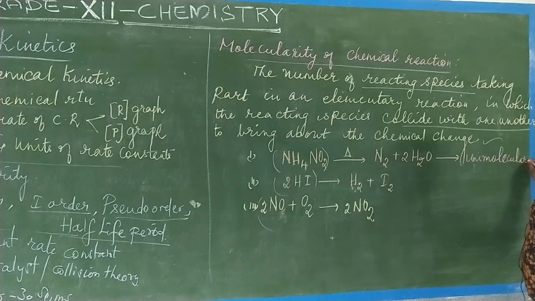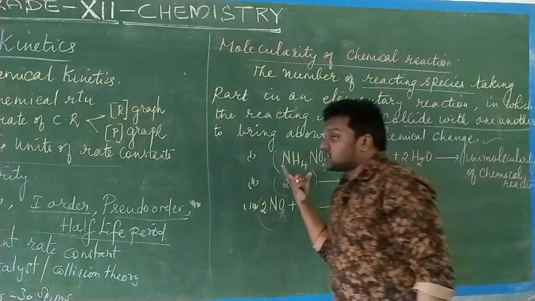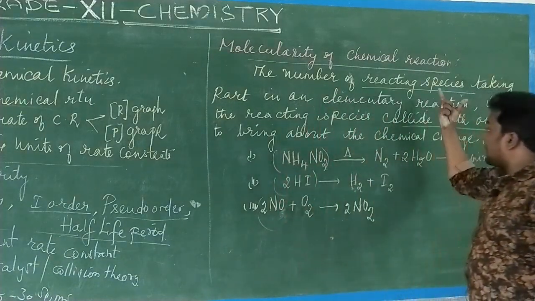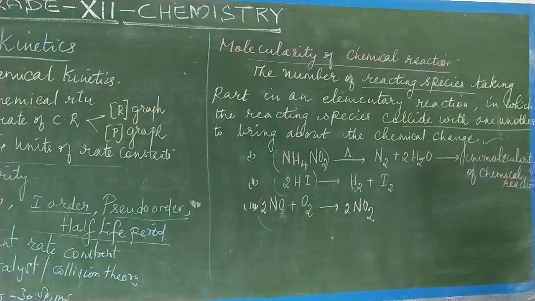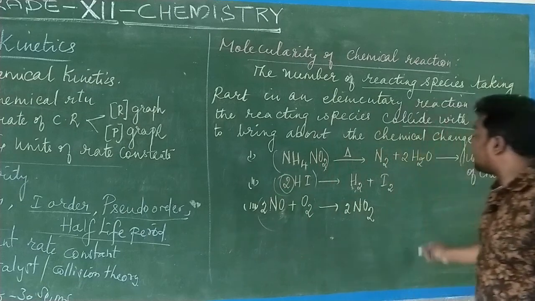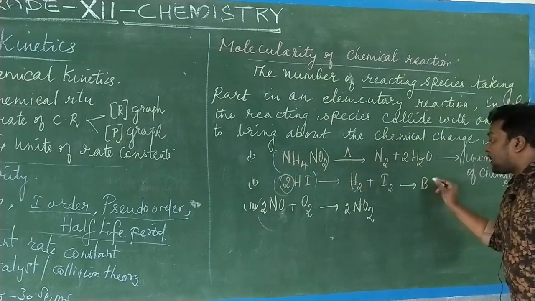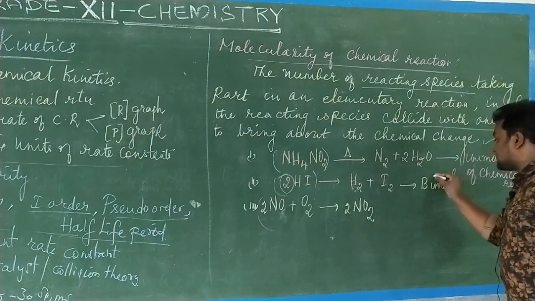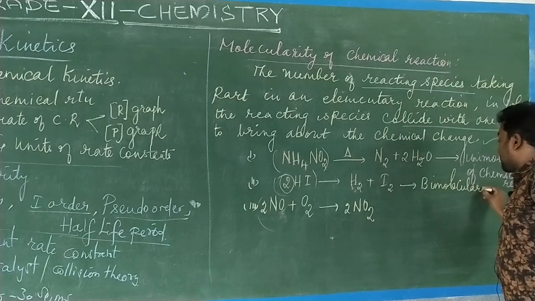unimolecular. It is a unimolecular chemical reaction. The first reaction is unimolecular. Why do we say unimolecular? Because it has only one reacting species taking part in the chemical reaction. So therefore it is unimolecular. How many are here? Here there are 2 moles. So therefore I can call it what? Bimolecular chemical reaction. It is a bimolecular chemical reaction.